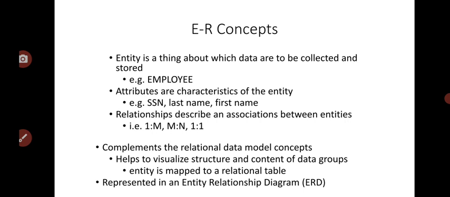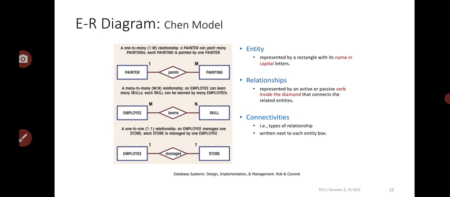An entity is mapped to a relational table represented in the ERD, that is the entity relationship diagram. ER diagram, Chen model. Here the entity will be represented by the rectangle, whereas the relationship will be represented by the diamond symbol, and the relationship will be established by drawing straight lines in between the two entities. Entities, relationships and connectivities.